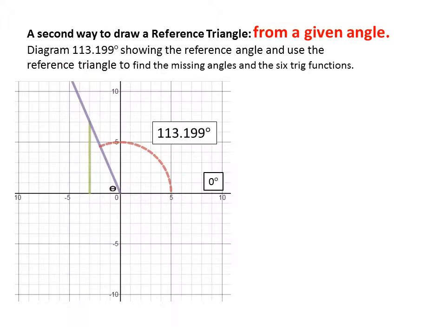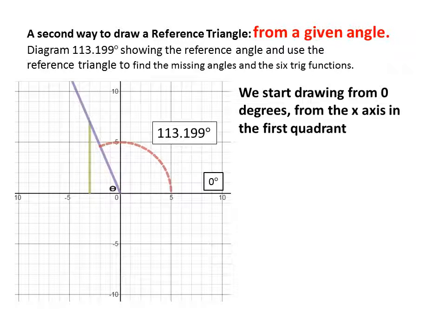All right. A second way to draw a reference triangle is from a given angle. A question might be something like this: diagram 113 degrees showing the reference angle, and use the reference triangle to find the missing angles and the 6 trig functions. What I would do is start from 0 degrees on the x-axis in the first quadrant, and draw around the quadrants until I got to 113 degrees. I could use my protractor or something like that to do that.